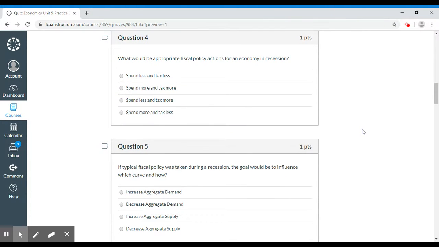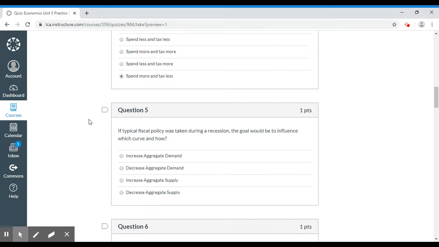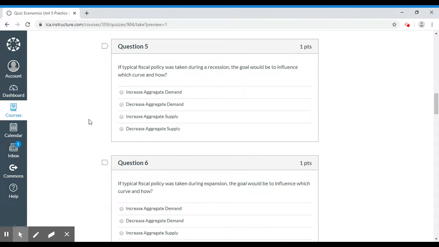When we're in recession, they want to put more money in people's pockets. The option that puts more money in people's pockets is D, spend more and tax less. Either way, people get more money and ideally they spend it, and it boosts us out of a recession. If they were to do that during a recession, their goal would be to increase aggregate demand. Now, remember, it's a demand thing because we're talking about giving people money.